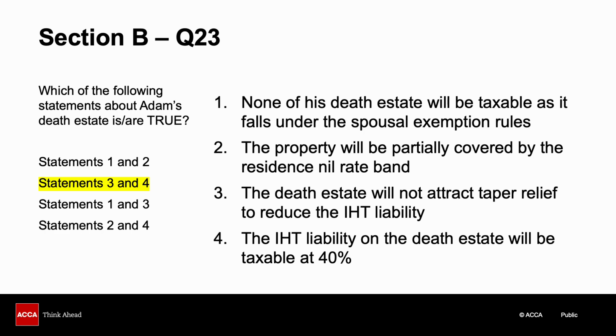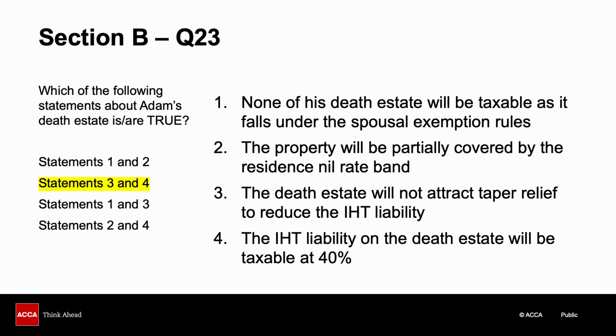Well, it is false because they were not married. They were not civil partners. They were just boyfriend and girlfriend. Even if they lived together, doesn't matter. It doesn't count for tax purposes, and therefore it does not fall under the spousal exemption rules. That means we can rule out the option for statements 1 and 2 and statements 1 and 3. So if you're running short of time in the exam, that'd be a really quick way to increase your odds of picking the right answer.